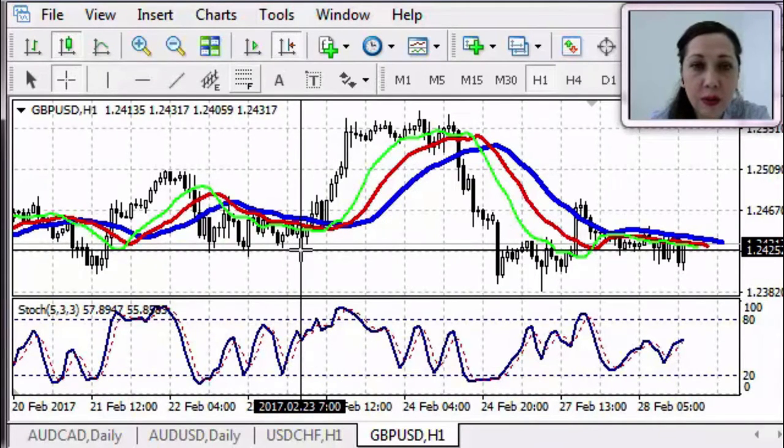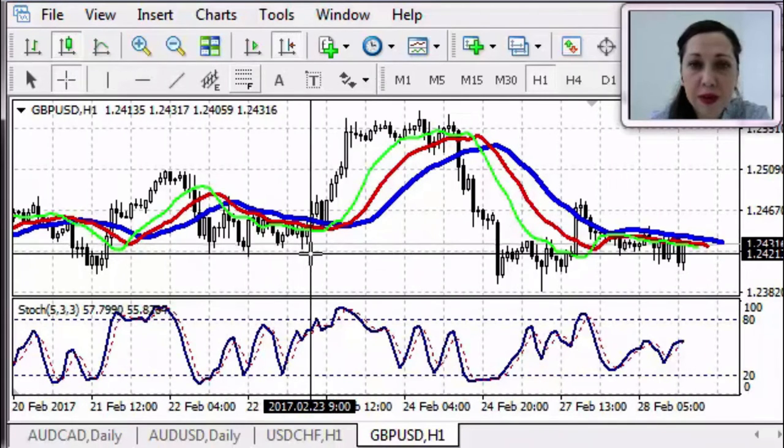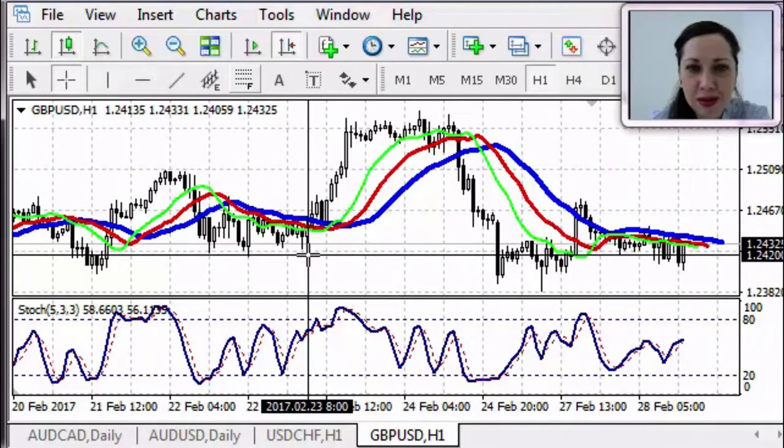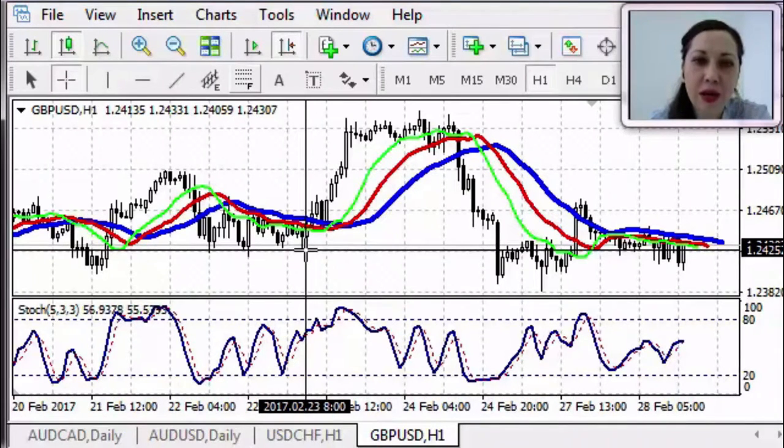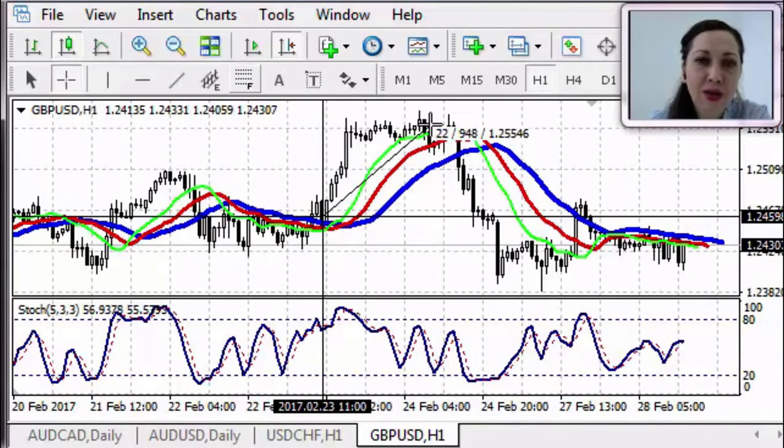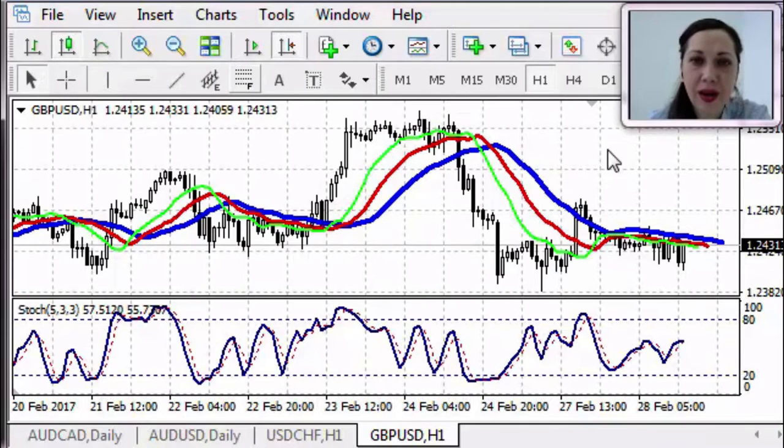Actually, we could set our stop loss a few pips lower, just to be sure. It will be better for you. So over here it will be our stop loss. As you can see, no stop loss was triggered, so our trade was successful.